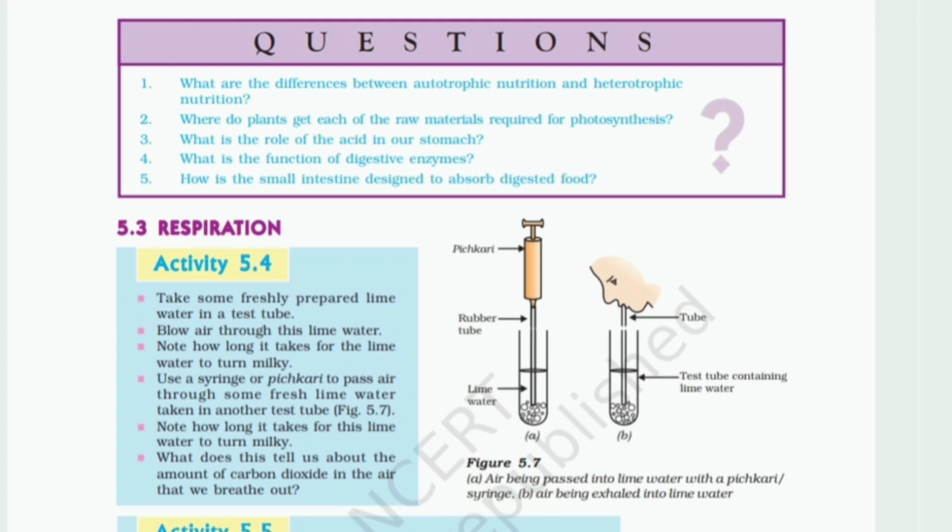Respiration. Activity 5.4. Take some freshly prepared lime water in a test tube. Blow air through this lime water. Note how long it takes for the lime water to turn milky. Use a syringe or pitchgri to pass air through some fresh lime water taken in another test tube, figure 5.7. Note how long it takes for this lime water to turn milky. What does this tell us about the amount of carbon dioxide in the air that we breathe out?